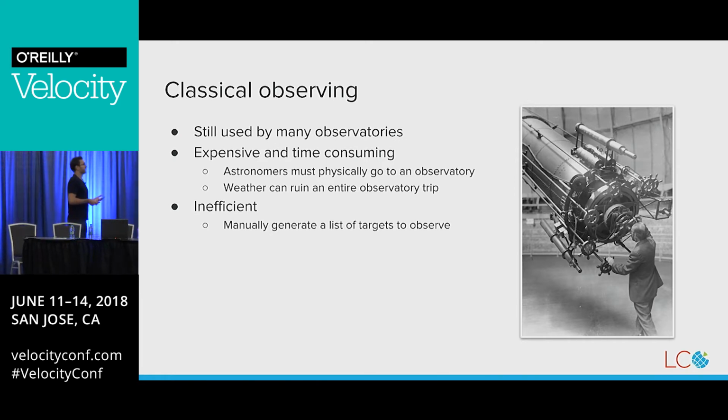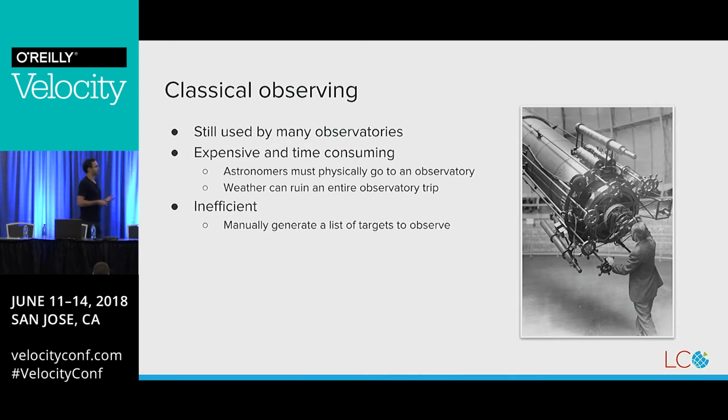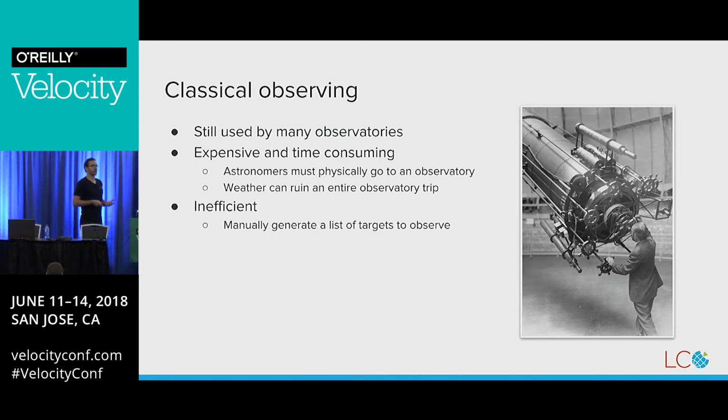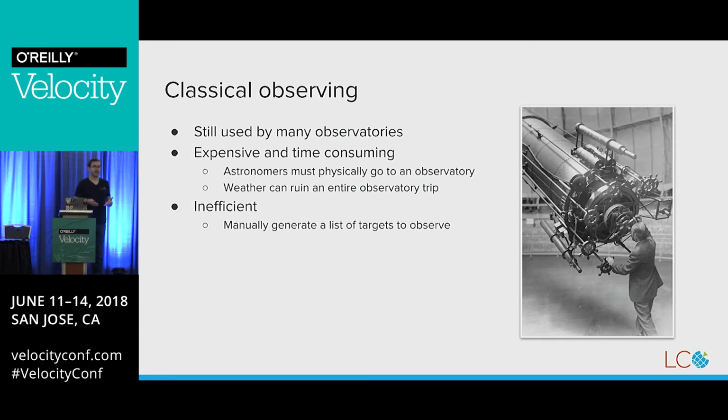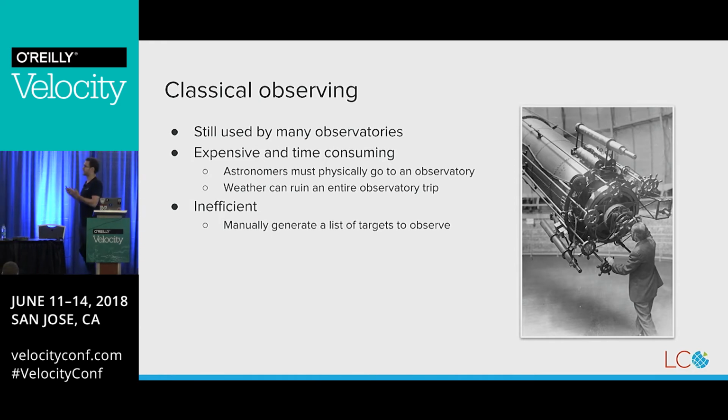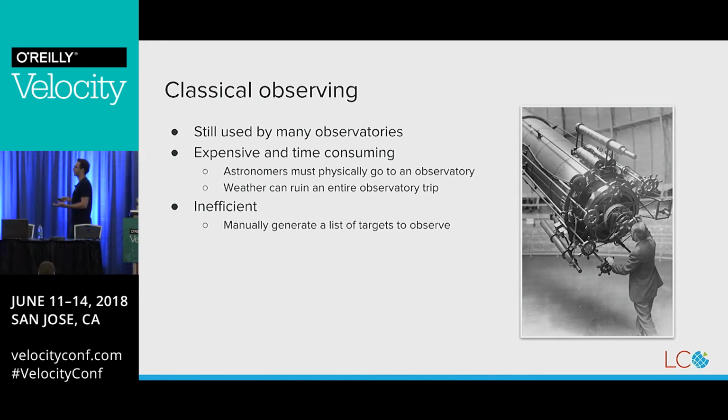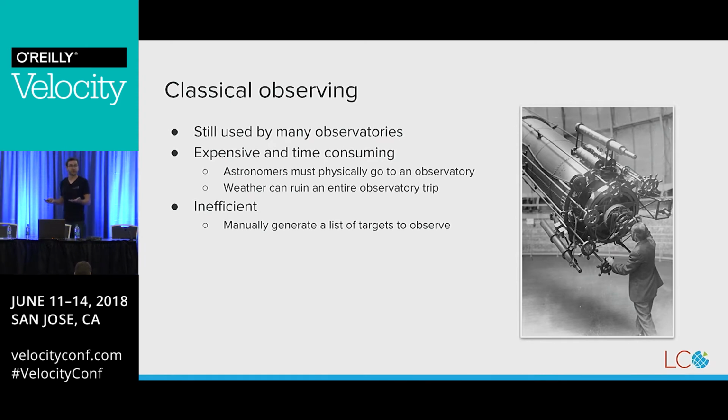And additionally, classical observing is inefficient. And that's because astronomers have to go and generate these target lists of observations that they want to make in the sky by hand, and then manually go through there and make observations and make changes depending on things that are going to occur, such as weather or location of the observing targets.